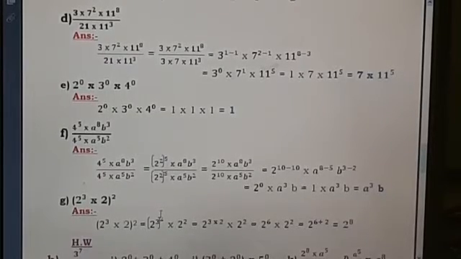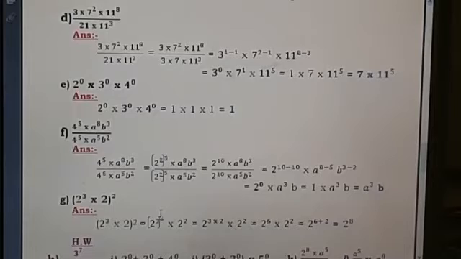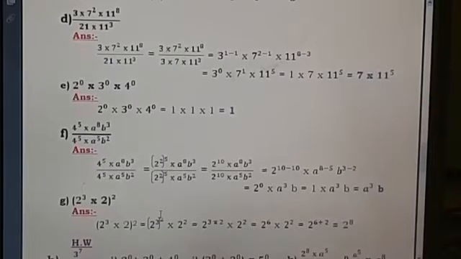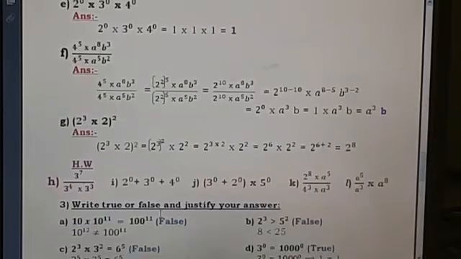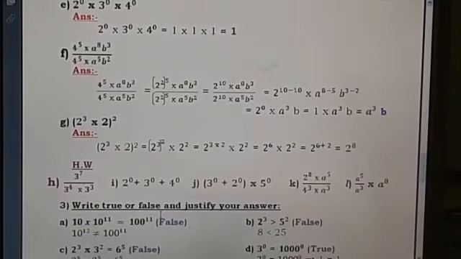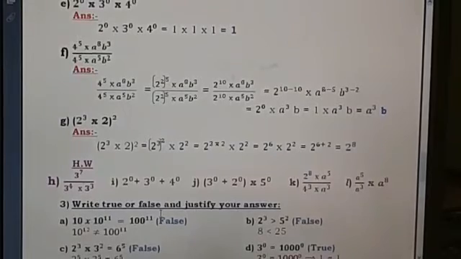And 11 also is there. So we have to use the second law and subtract the powers. We will get the answer. See the next question. 2 to the power 0 into 3 to the power 0 into 4 to the power 0. Already I have told you, any base to the power 0 will become 1. So that I have done. So the answer is 1.